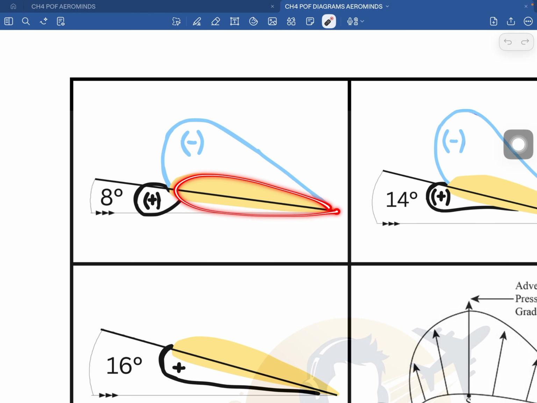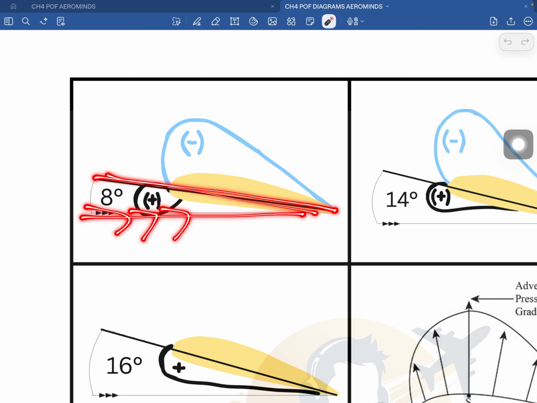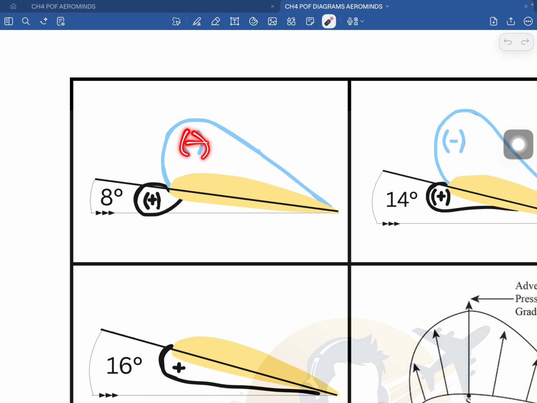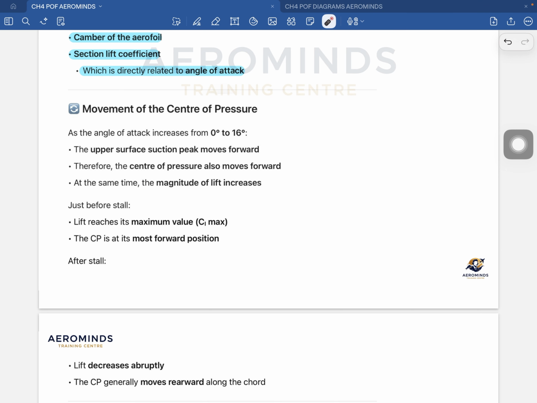This is your aerofoil. This is your angle of attack. This is your relative airflow. This is your chord line. So this will be your upper suction peak, and it will be moving forward here near the leading edge. This is your leading edge. Got it? So because of this forward motion of the suction, what will happen? The upper suction peak moves forward, therefore the center of pressure also moves forward along the chord.